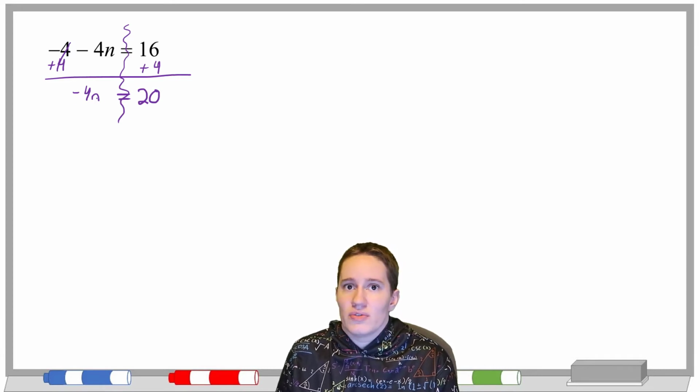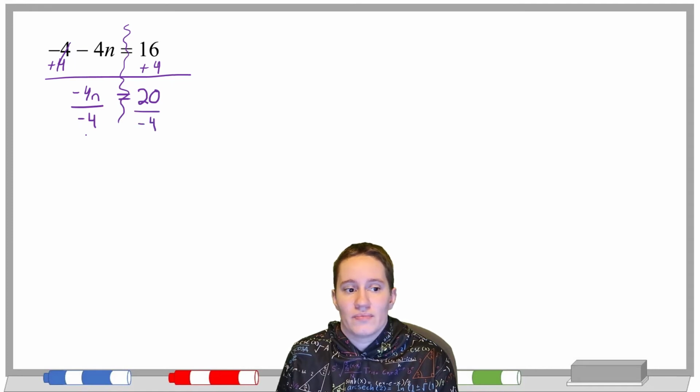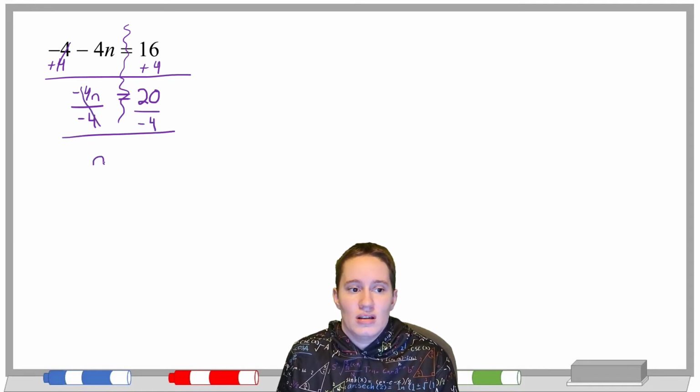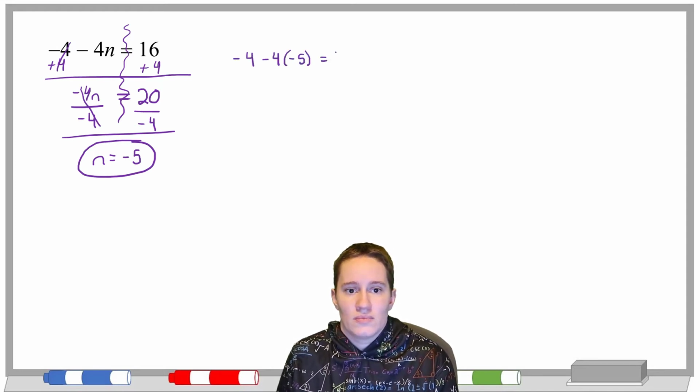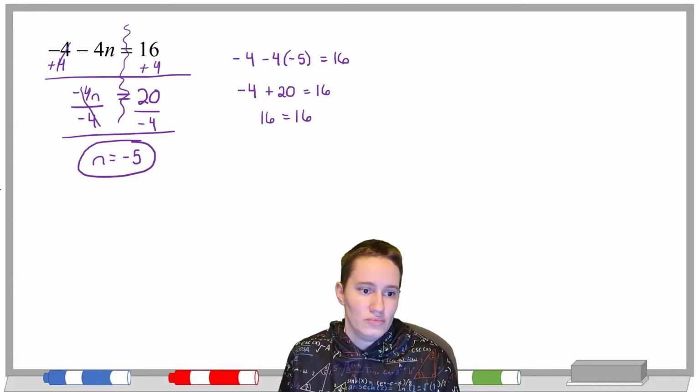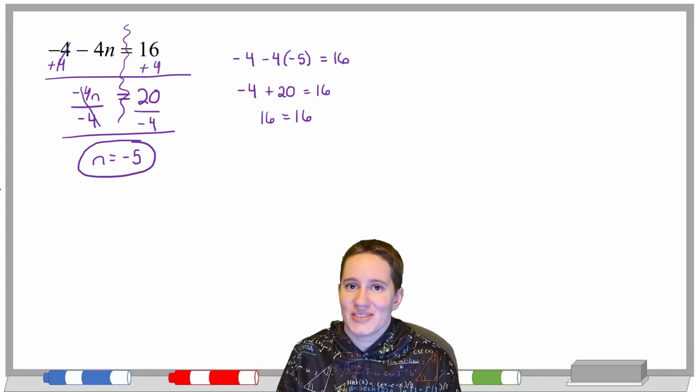Now I'm going to move the negative 4. I'm going to get rid of that by dividing both sides by negative 4. So n equals negative 5. And that's my answer. Let's check it. So negative 4 times negative 5 is a positive 20. Negative 4 plus 20 is 16. So 16 equals 16. That's our answer. I mean, that means that negative 5 is the right answer.